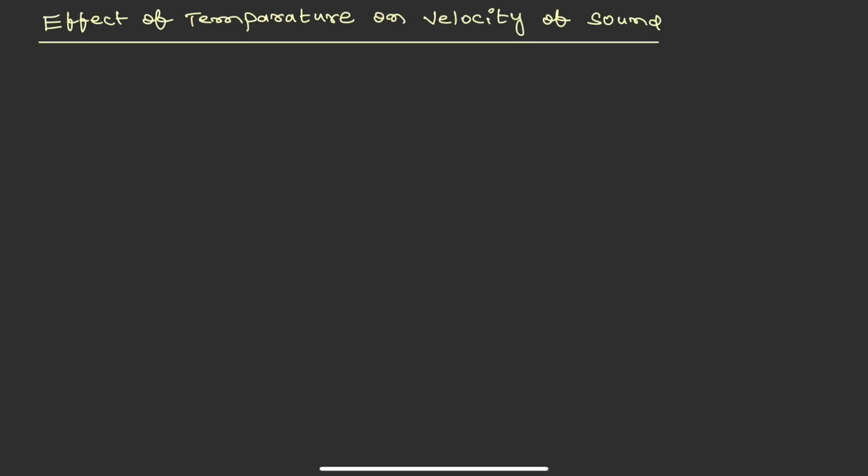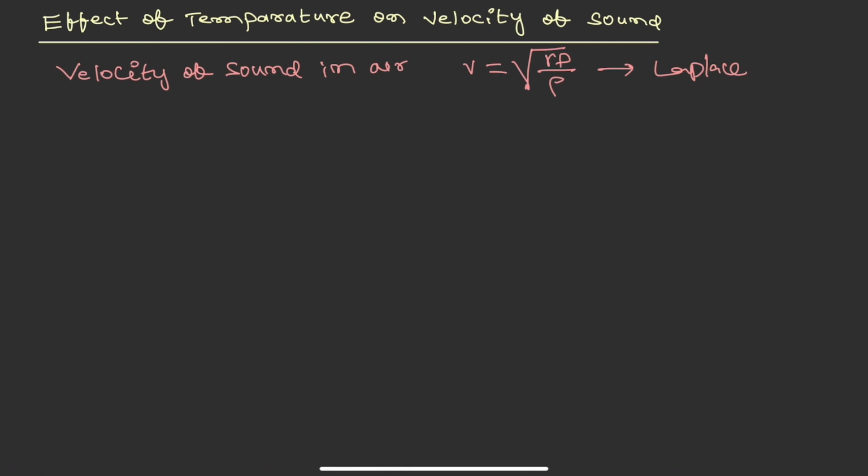Effect of temperature on velocity of sound. So earlier we discussed velocity of sound in air medium. V is equal to square root of gamma P by rho, which is from Laplace equation.